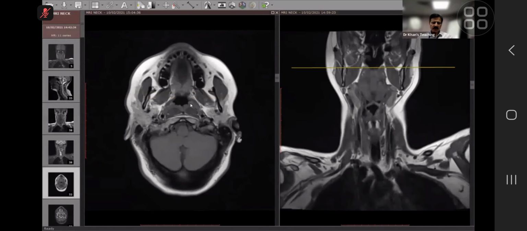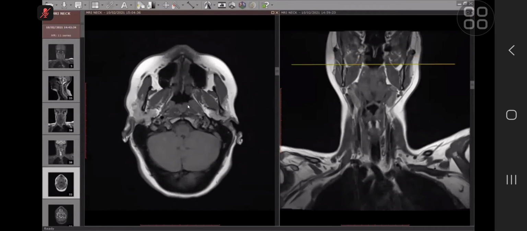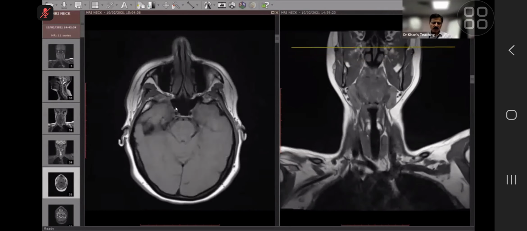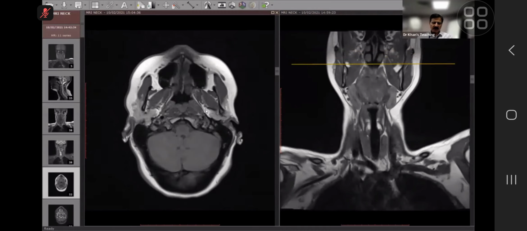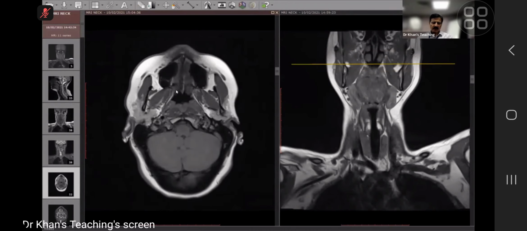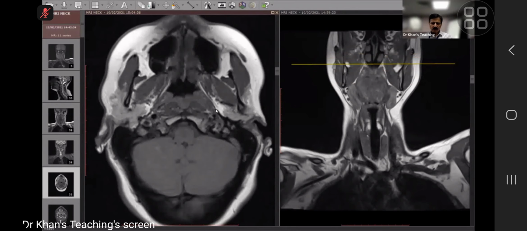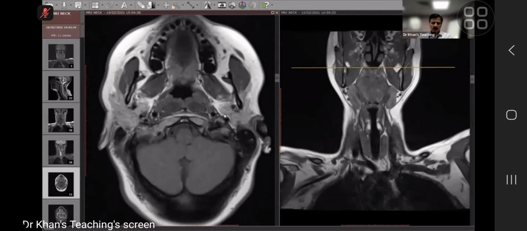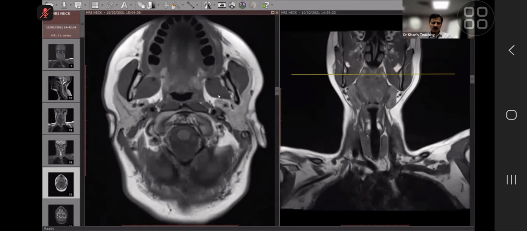So candidate 1, you can see the MR? Yes. So now this is a T1 weighted sequence and this is a T1 coronal. So on this T1, fat is bright. So we are at the level of the nasopharynx, and you can see this fat here. So this is the deep lobe of the parotid. This is the carotid space. This is the masticator space, and this is the pharyngeal mucosal space.